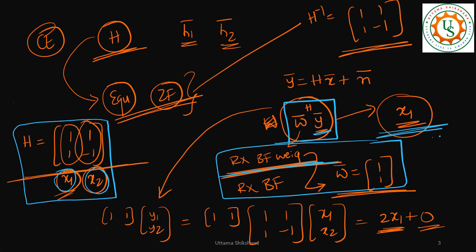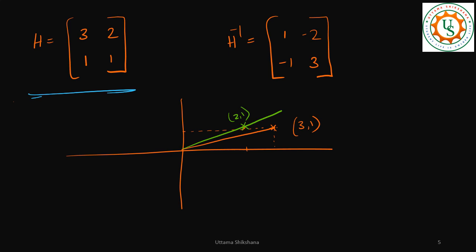Right? So with this, I wanted to jump to another example, where H is equal to [3 1; 2 1]. In this case, the fundamental directions in 2D space would look like this: [3 2] is here, [1 1] is here. As per my previous explanation, x1 is transmitted along column 1, and x2 is transmitted along column 2, right? Okay, at the receiver side, what do we need to do?